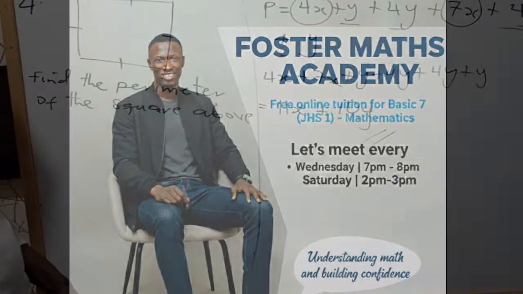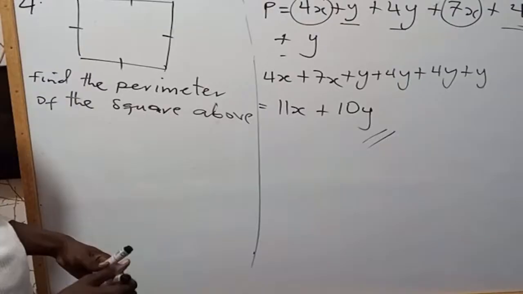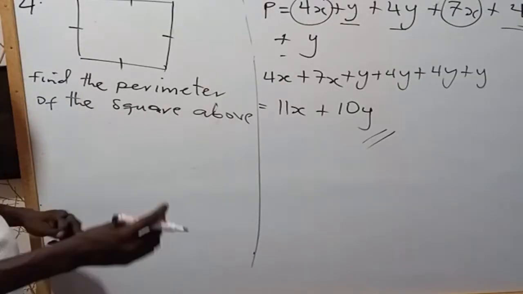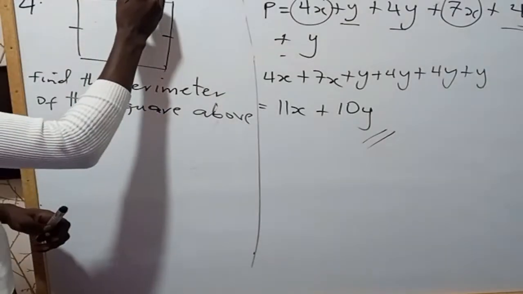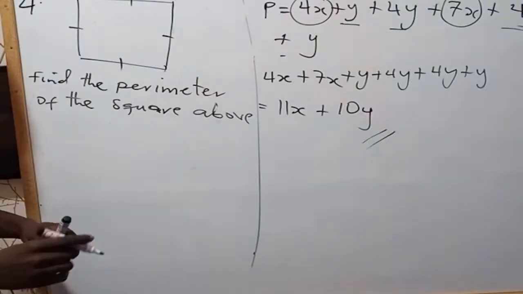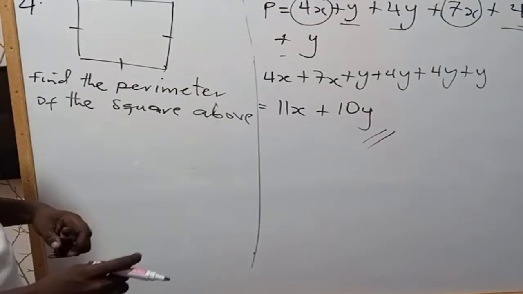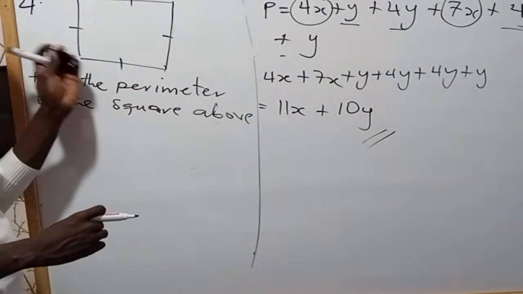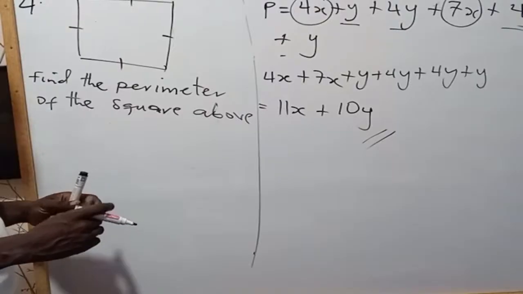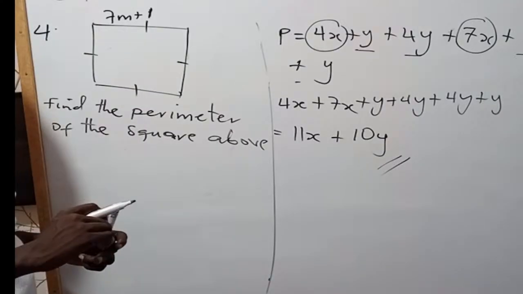So I believe by now you are done or you should be done. All right. So let's go through the activity I gave you. So activity 4, we have 7m plus 1. And we know that one property of a square is that all sides are equal. Also, all angles are equal. That's an angle of 90 degrees.